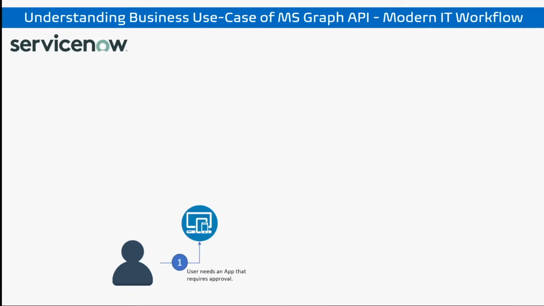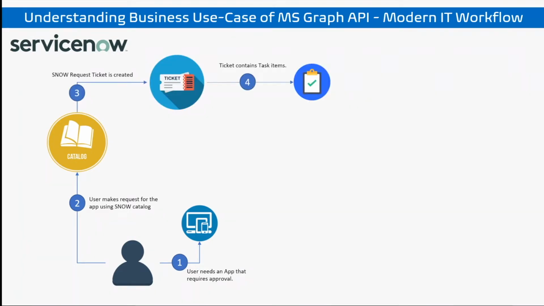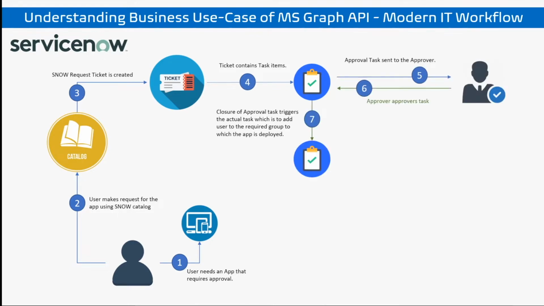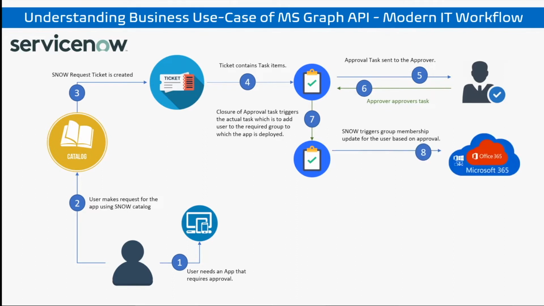The flow remains the same. The user makes a request via the Snow app catalog. A ticket gets created. There is the same approval task that goes to the approver. The approver approves the task, which creates the second task, which is to add the user to the required group to make the app available. But in the traditional IT flow, we see this task is assigned to the service desk. Here, what we will see is that Snow is capable enough to trigger the group membership change in the Microsoft 365 Cloud or whatever identity system that you are using.